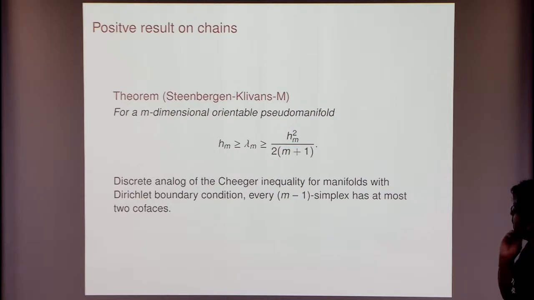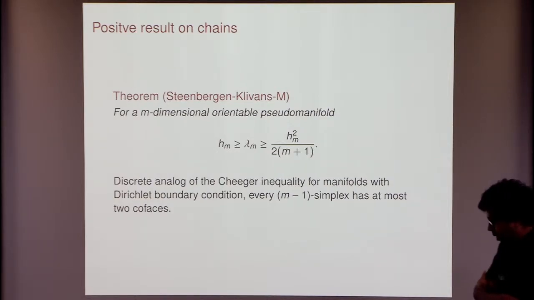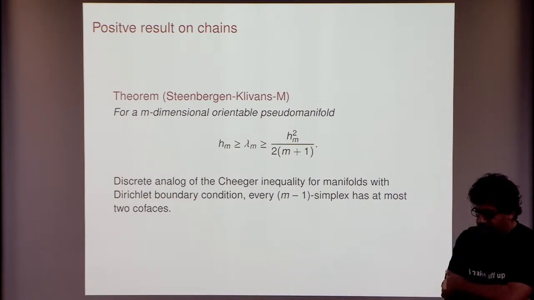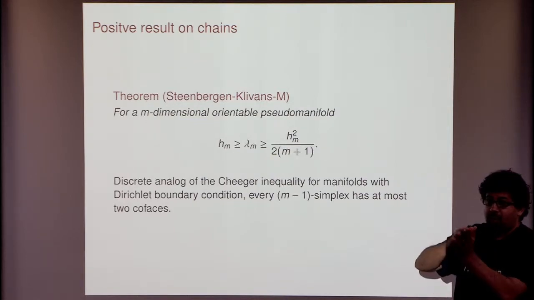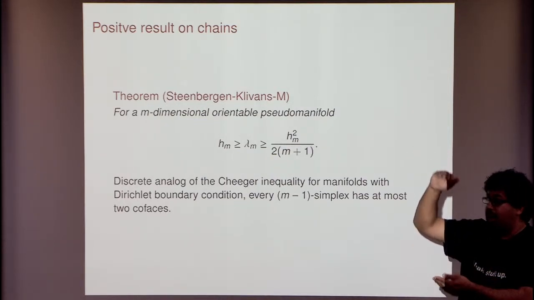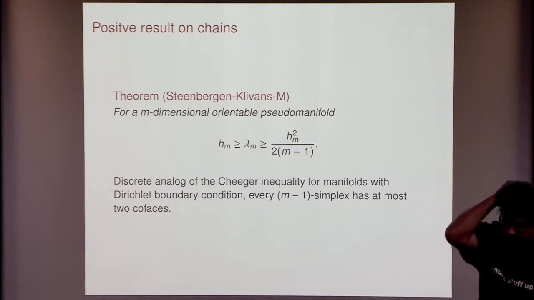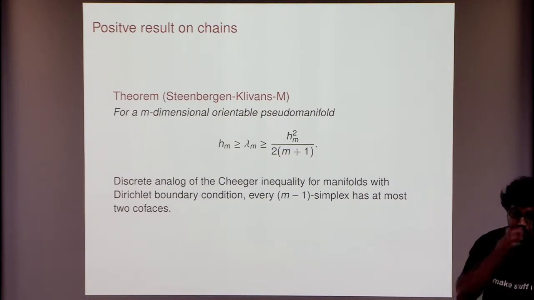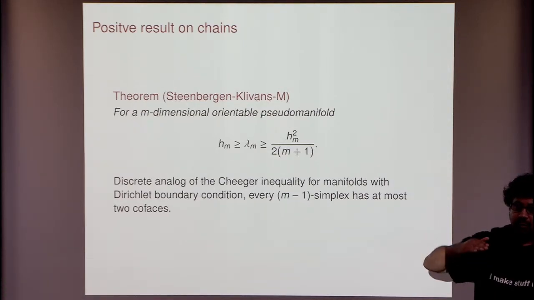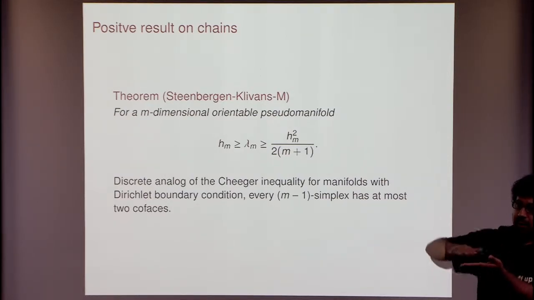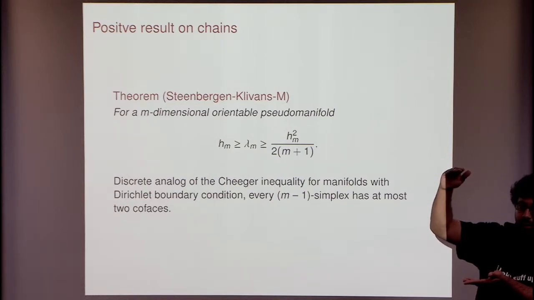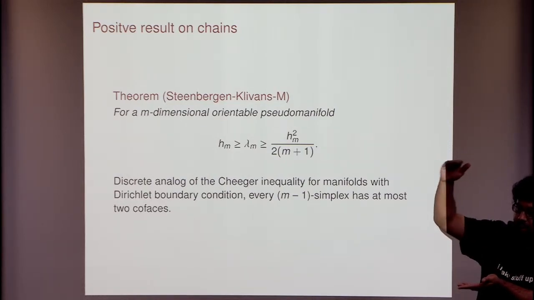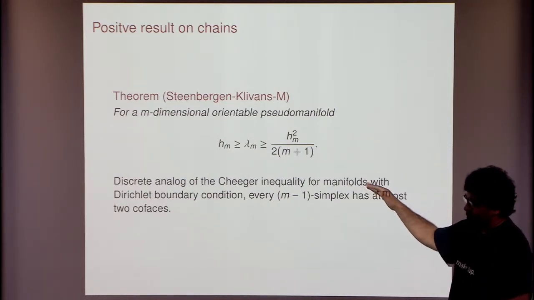And this is a discrete analog of the Cheeger inequality for manifolds with a Dirichlet boundary condition. So if you go back to the 1970 paper, you have results for manifolds with boundary, manifolds without boundary. One can think of these as dual of each other. And we know, for example, when people study the Laplace-Beltrami operator on zero forms or functions, that this corresponds to the case with Neumann boundary conditions. When you look at the top K form, it corresponds to the case with Dirichlet boundary conditions.